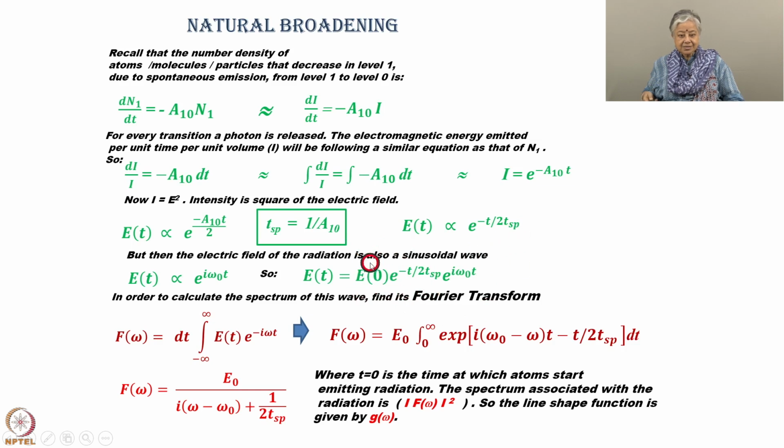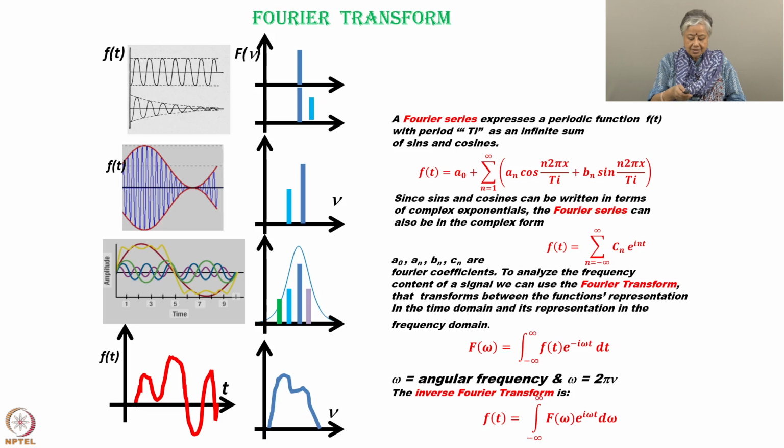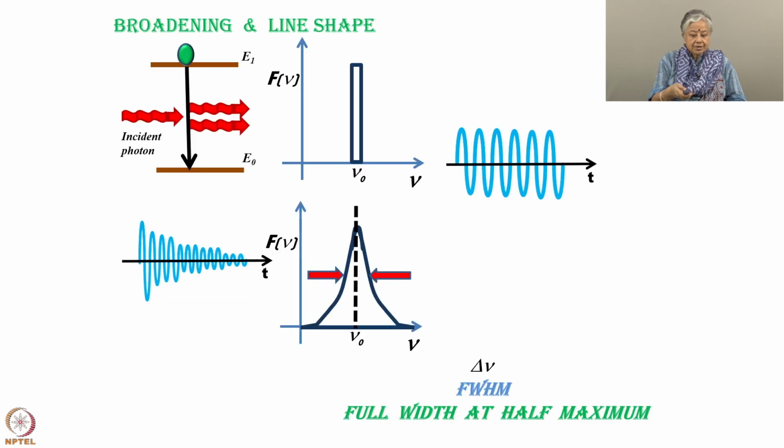Basically, this represents a sinusoidal wave which is falling down, the amplitude is reducing at this rate, something of this kind. So, this gives a broadening, and that is called the natural broadening.